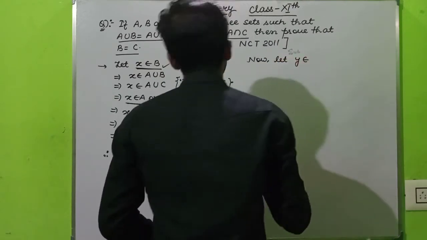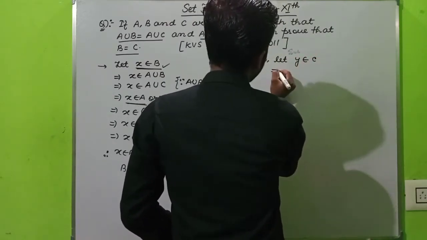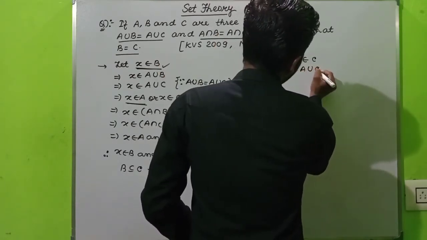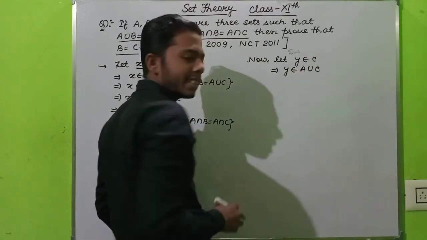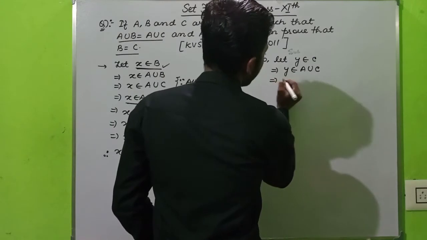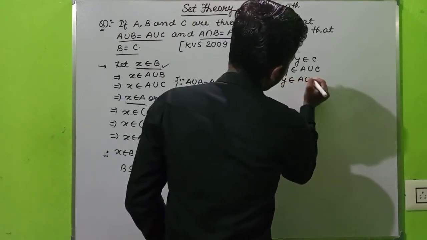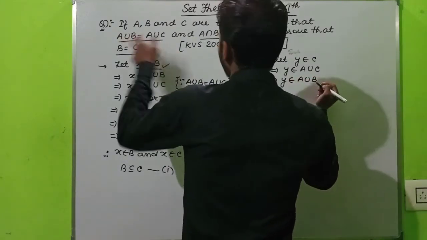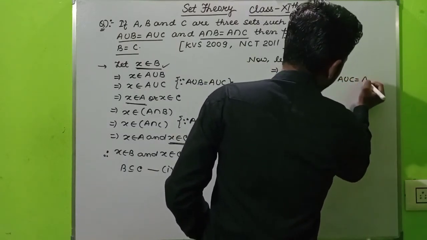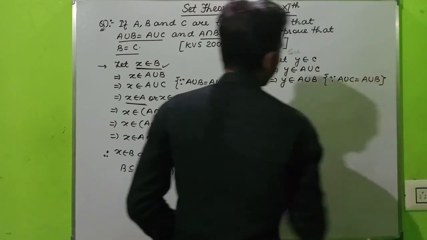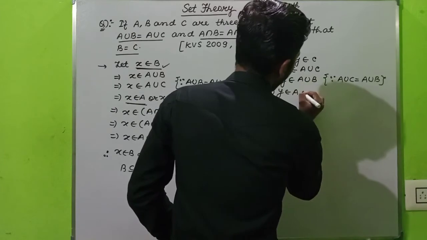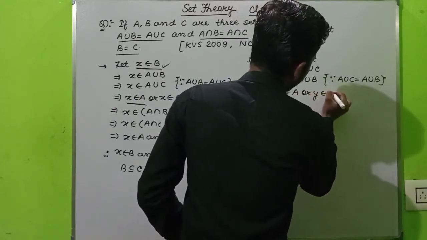Now let Y belong to C. This implies Y belongs to A union C. अगर Y C सेट का एक एलिमेंट है तो Y A union C में भी लाई करेगा. This implies we can say that Y belongs to A union B, because A union C is equal to A union B, it is the given part. Therefore we can write that Y is an element of set A or Y is an element of set B.